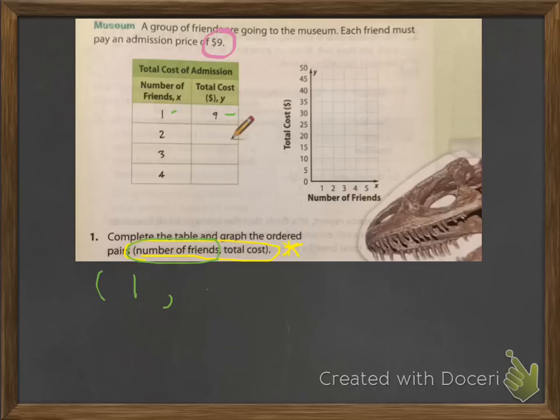Let me color code that better. The number of friends is going to be right here. These are all your X values. And then we'll do this part in pink. These will be all your Y values. So one friend will cost $9, which means your ordered pair is 1, comma, 9.